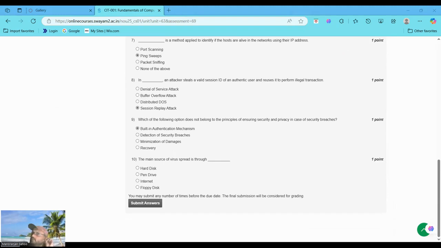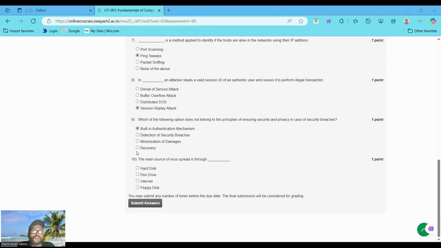Post-breach principles include detection of a security breach, that is identifying the breach, minimization of damage, that is limiting impact, and recovery. The last, recovery, means restoring the system. But the first one, built-in authentication mechanism, is a preventive measure, not a post-breach response. Understood? A preventive measure, not a post-breach response. That's why I choose option A.